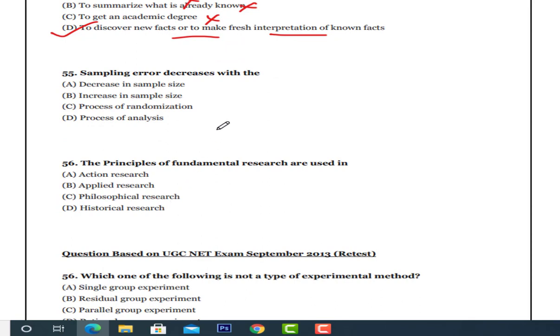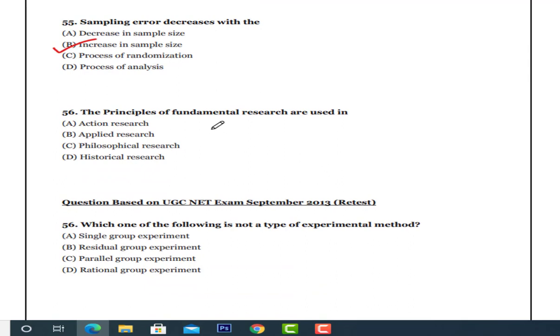The next one: sampling errors decrease with increase in sample size. When you increase the sample size, the sampling error will decrease. The next one: the principles of fundamental research are used in applied research. Fundamental research is the first step, and then applied research. You check it out, how it is working. So the principles of fundamental research are used in applied research.